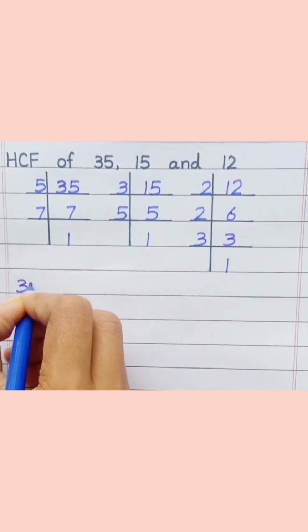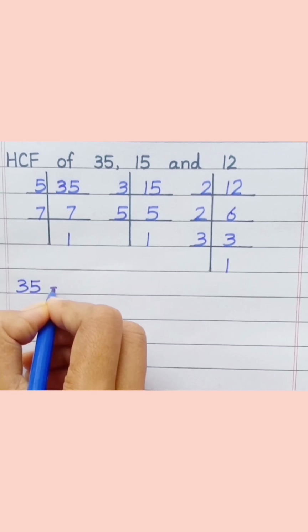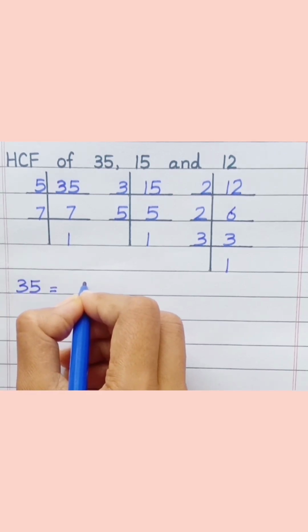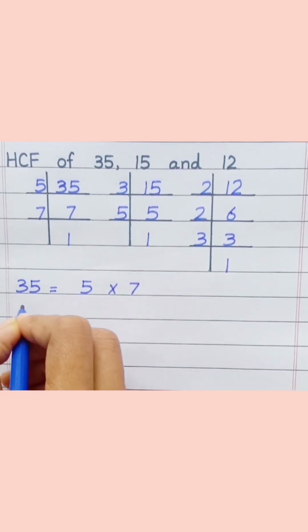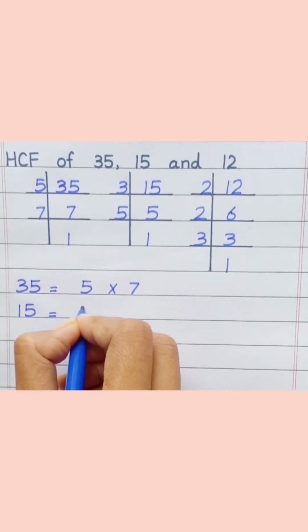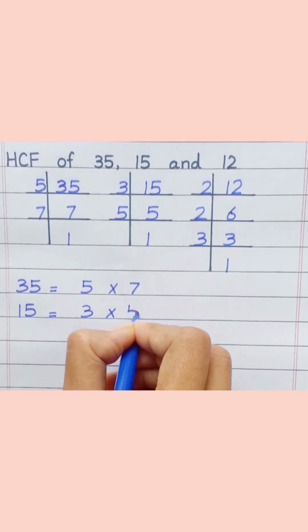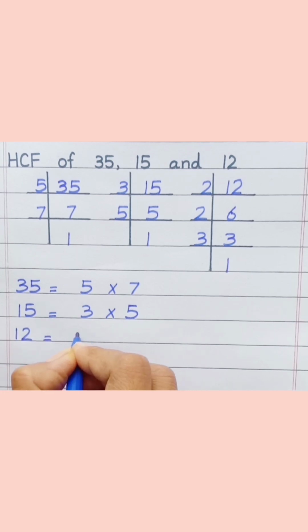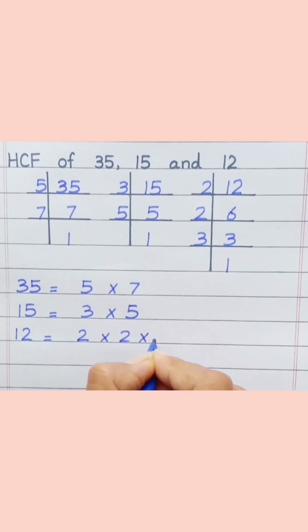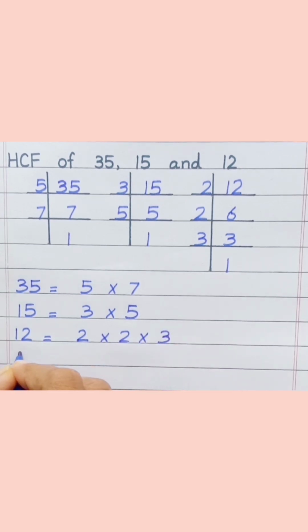35 equal 5 multiply 7. 15 equal 3 multiply 5. 12 equal 2 multiply 2 multiply 3. There is no common factor, so HCF equal 1.